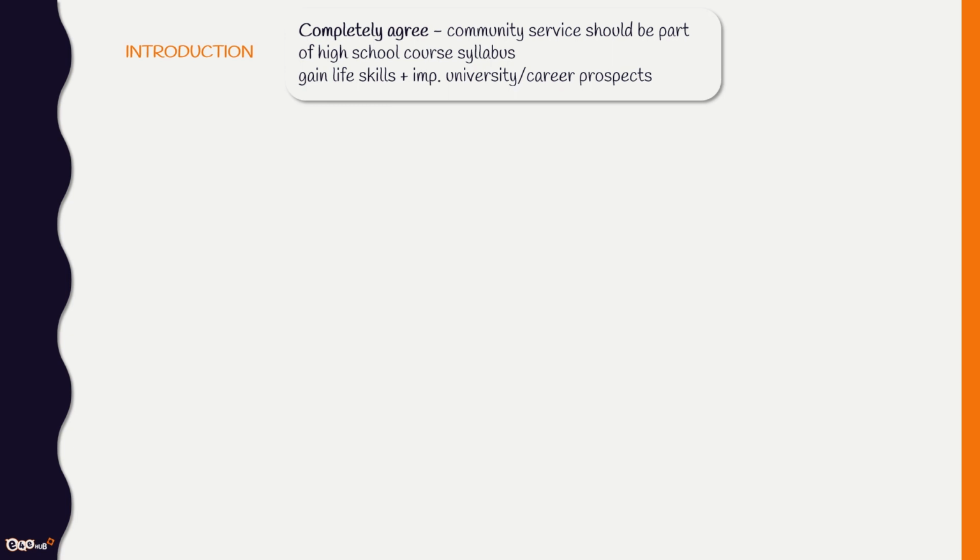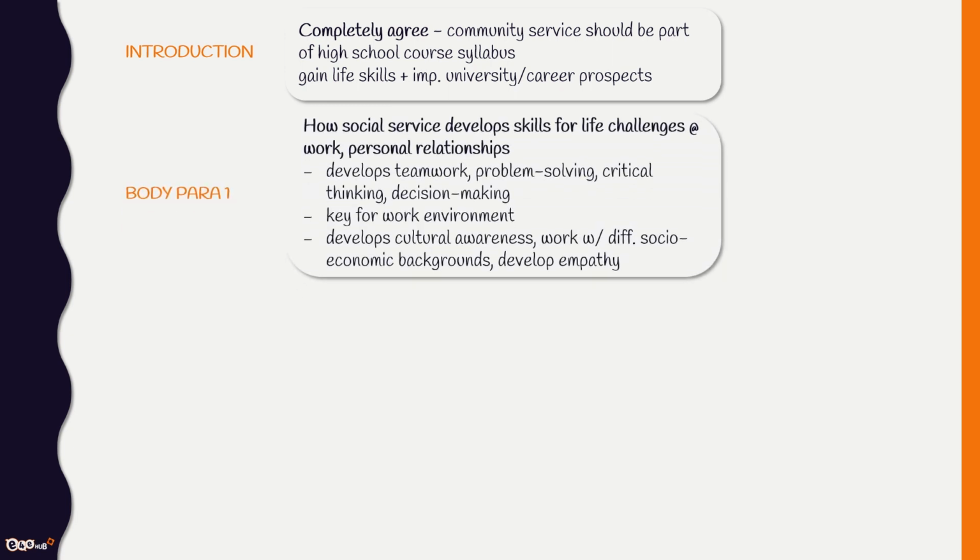So first is importance of community service in developing life skills. The second topic sentence and second body paragraph will be importance of community service for your university or your future career prospects. Okay. Now it should be quite naturally flowing into your body paragraph number 1. And body paragraph number 1 will talk about the first principal reason why I completely agree. And that is how social service develops skills to deal with life challenges. Now, life challenges, it could be at work, it could be in personal relationships.